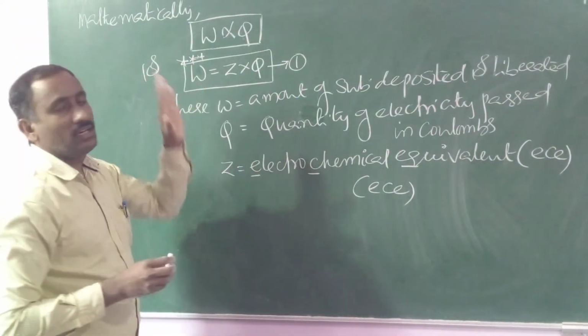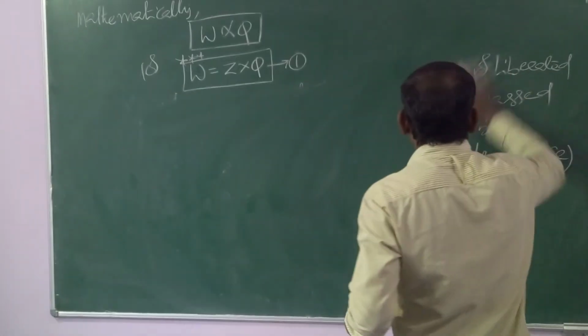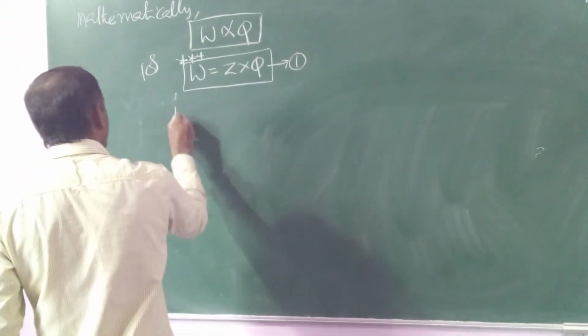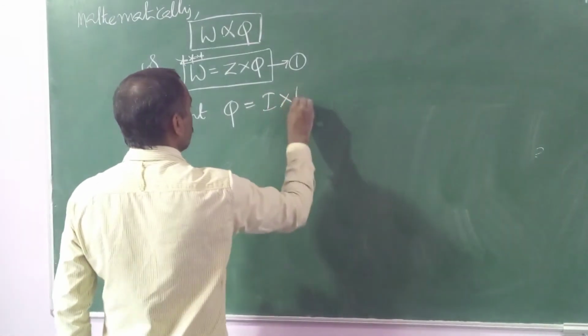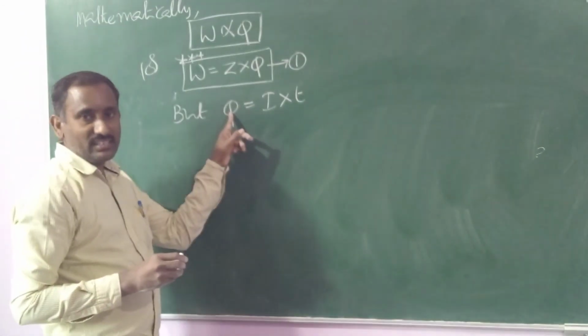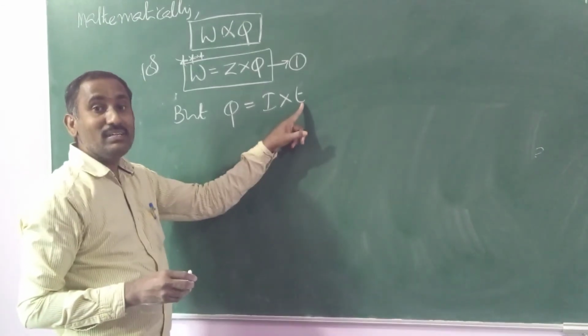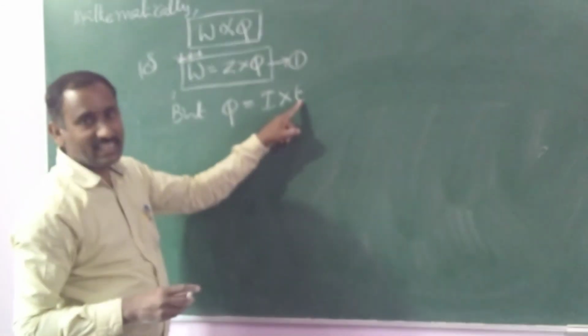So this is the formula we are using for problems: W equal to ZQ. But in physics we studied Q equal to I into T. Q stands for current strength in coulombs, I stands for current strength in amperes, T stands for time in seconds. Whenever current strength is in amperes, time must be in seconds.